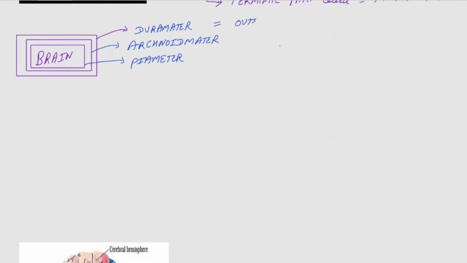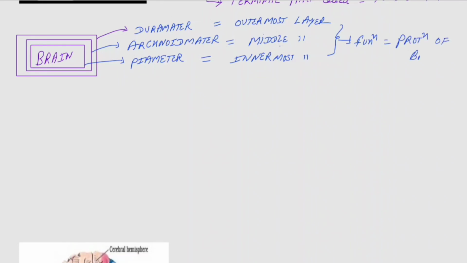Dura mater is the outermost layer of the brain, arachnoid is the middle layer of the brain, and pia mater is the innermost layer of the brain, and all have a common function, that is protection of the brain.